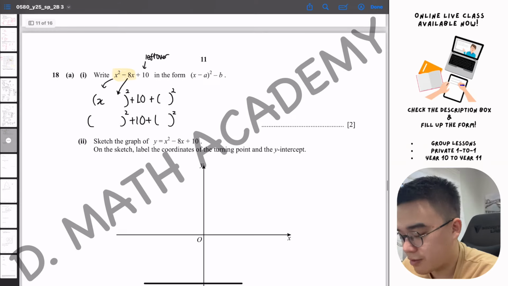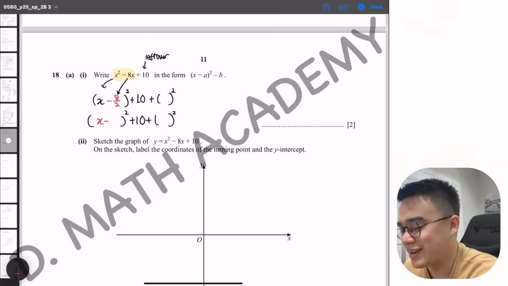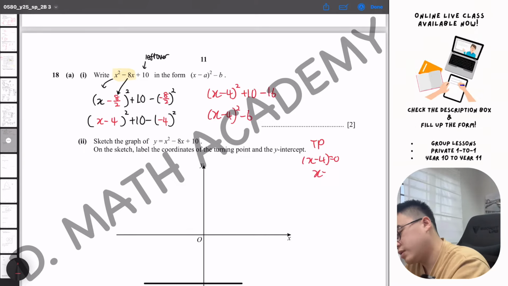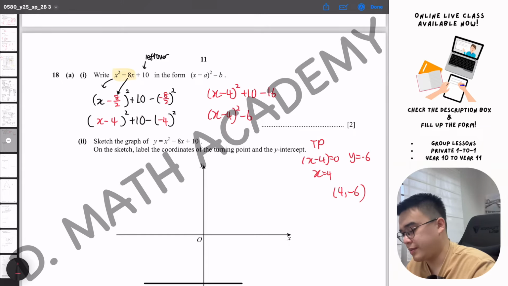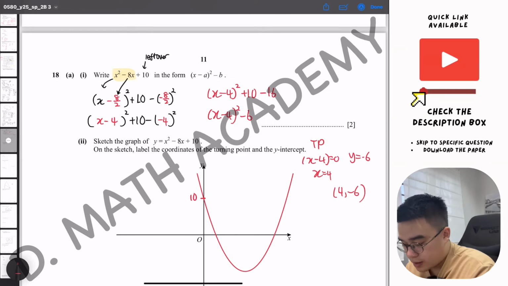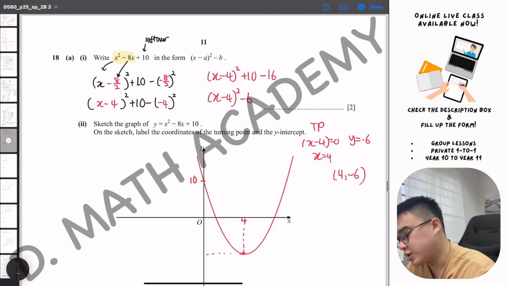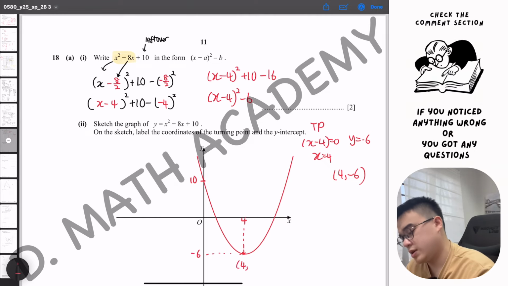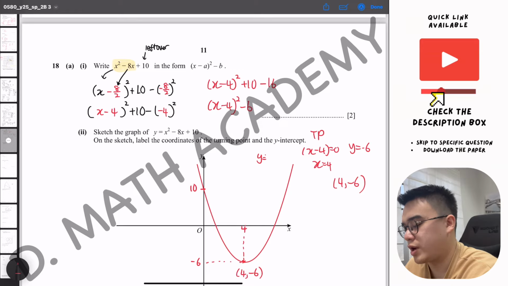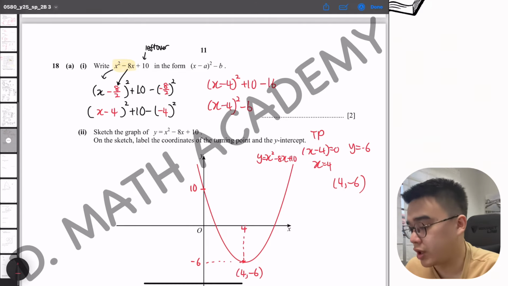Okay, my app crashed. How great. Thank you, Apple. So I'm just gonna speed run this thing again. Since they mentioned it needs to be like this, please label your y-intercept as 10. The turning point is here with 4 and -6. So this is how you draw it, and please have the habit to write down what you are drawing, which is x squared minus 8x plus 10. This is to label the line that you drew here.